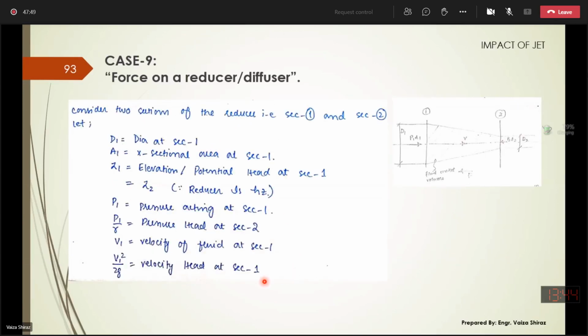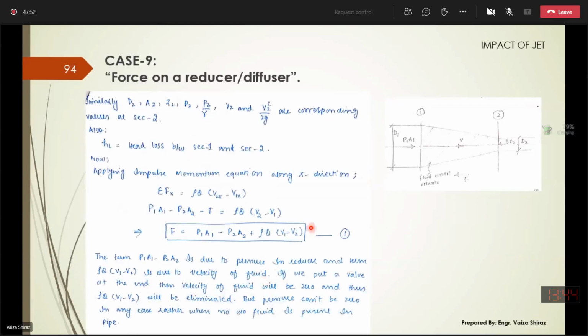Now we basically have to find F. Okay, so in this you find out F. This F is totally horizontal, so you will apply the impulse momentum equation only along the x-axis. So this is the summation of Fx equal to rho Q into V2x minus V1x. Over here you have this force P1A1 and this F and P2A2. These two are negative. What are V1 and V2? These are the velocities at section 1 and section 2. Both of these will be different because the area of the flow is different.